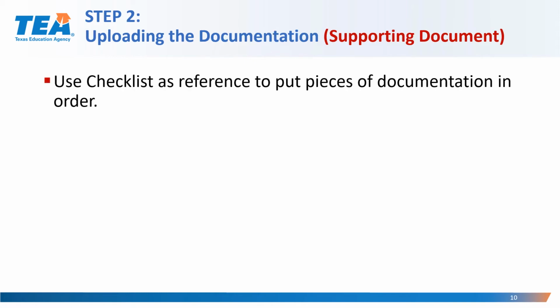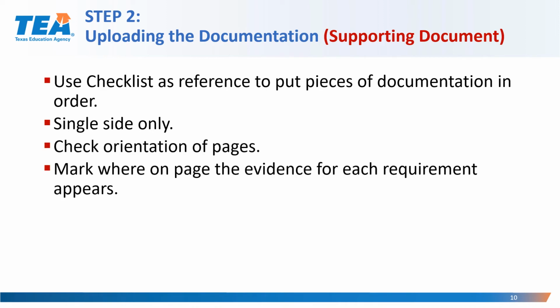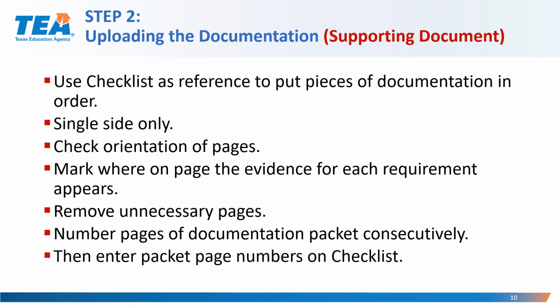We will now take a look at some tips for uploading the supporting document, which is the documentation file, which will be a PDF file. We request that you use a checklist as a reference to put pieces of documentation in order. We ask that you submit single-sided documents only, that you check the orientation of pages, that you mark where on the page the evidence for each requirement appears, that you remove any unnecessary pages, and that you number the pages of the documentation packet consecutively, and then enter the packet page numbers on the checklist.